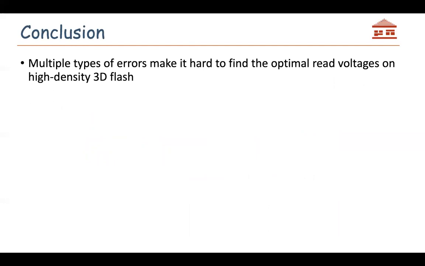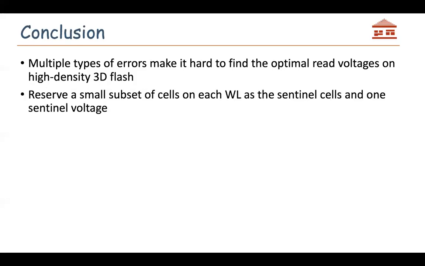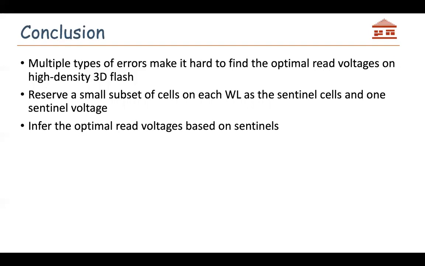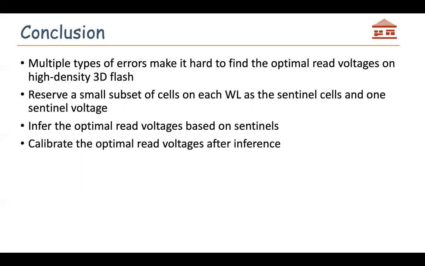On high-density 3D flash, there are multiple types of errors, which makes it hard to find the optimal value of read voltages. In this work, we propose to reserve a small subset of cells on each word line as sentinel cells and one sentinel voltage. We infer the optimal value of read voltages based on sentinel cells and then calibrate the optimal value after failure of inference. And finally, we validate the effectiveness of the proposed approach.